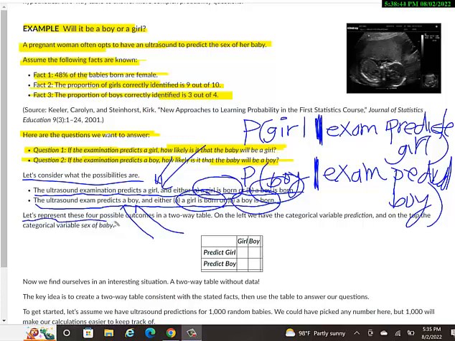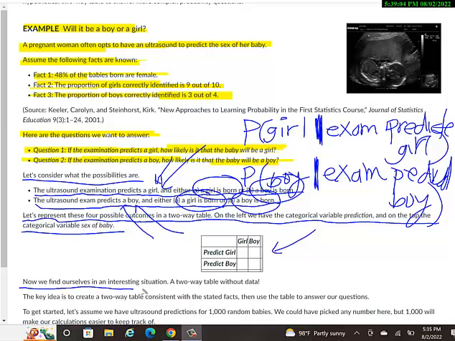Anyway, let's represent these 4 possible outcomes in a two-way table. On the left we have the categorical variable prediction, and on the top we have the sex of the baby. Notice that this table is not filled in yet. It's just written out so we have it ready. This would be how you'd make your own if you wanted to, just get ready to put some numbers in there.